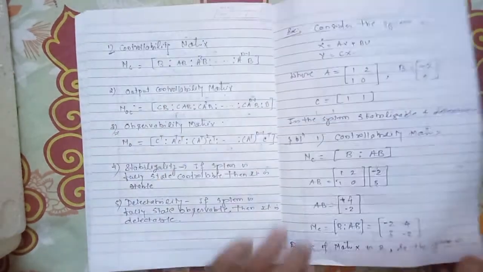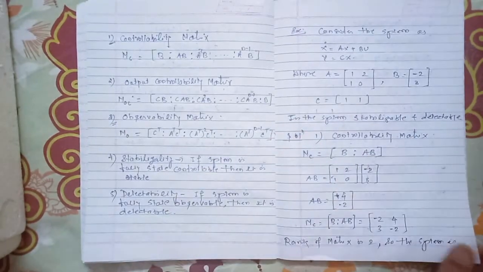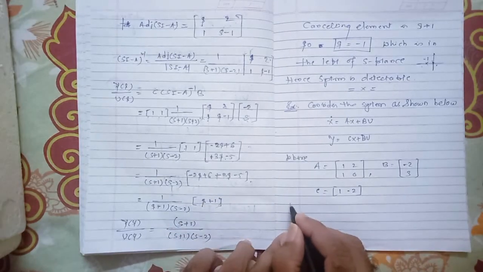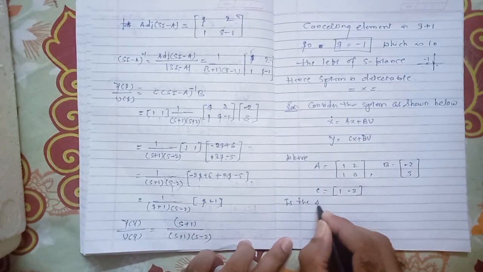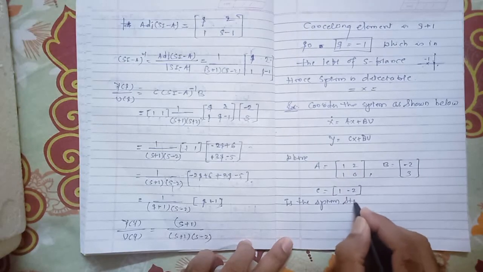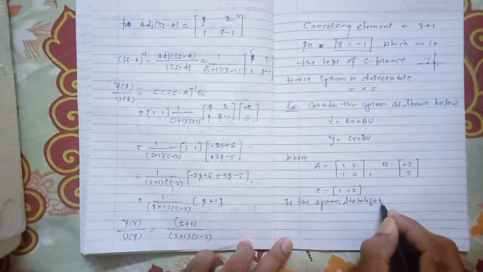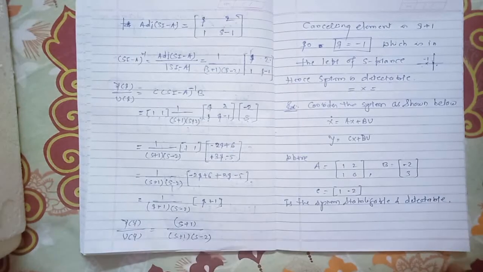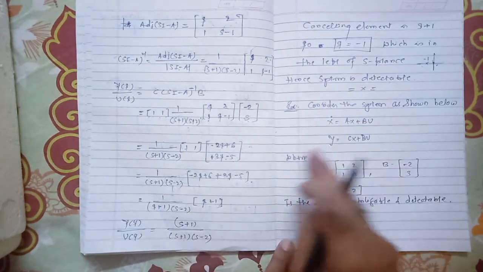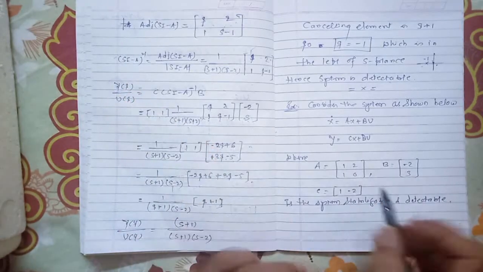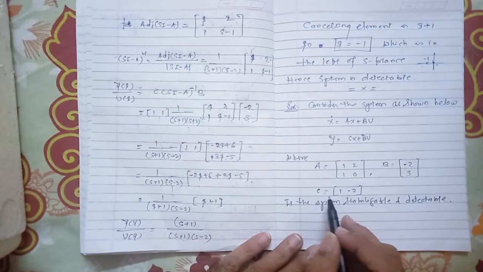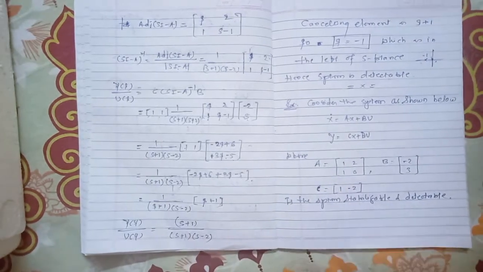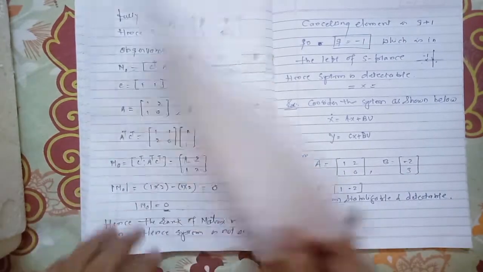Now again we have to find out whether the system is stabilizable and detectable. Now the system is given. In the previous system A and B were the same, but here the only change is in the C. Now A is the same and B is the same.